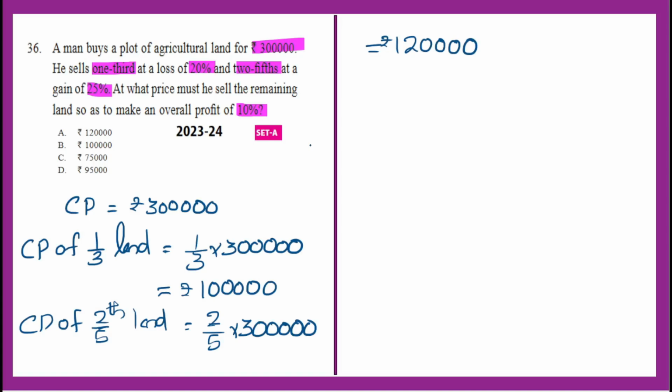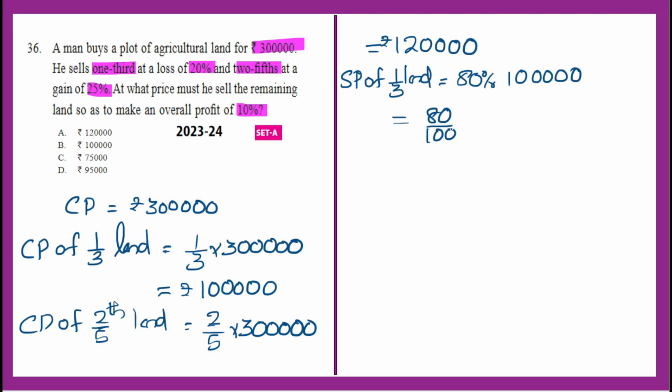Now, since the loss on selling 1/3 of land equals 20%, selling price of 1/3 land equals 80% of cost price of 1/3 land, that is 1 lakh, that equals 80 by 100 times 1 lakh, that equals 80,000 rupees.